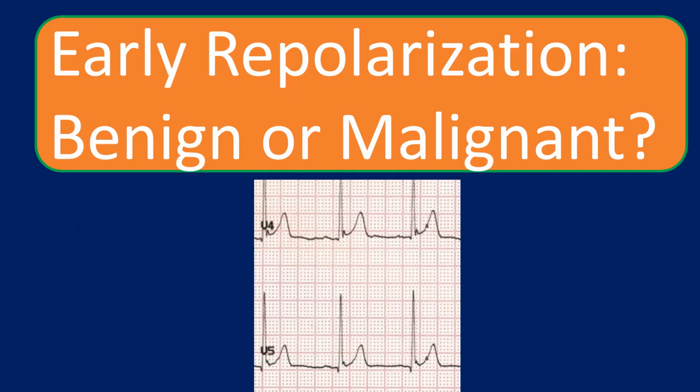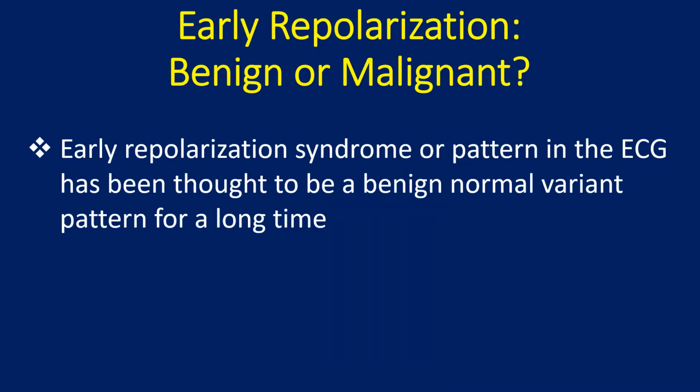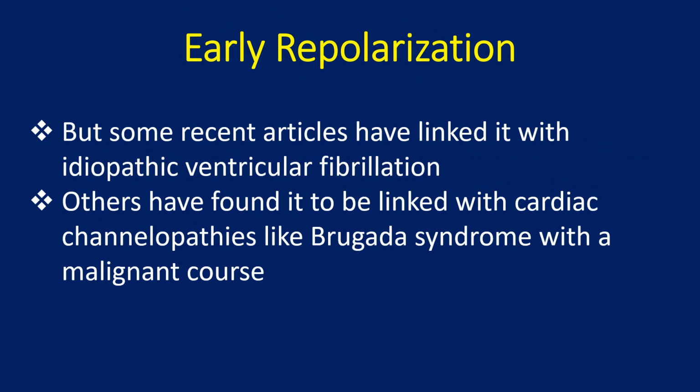Early repolarization, benign or malignant? Early repolarization syndrome or pattern in the ECG has been thought to be a benign normal variant pattern for a long time. But some recent articles have linked it with idiopathic ventricular fibrillation. Others have found it to be linked with cardiac channelopathies like Brugada syndrome with a malignant course.